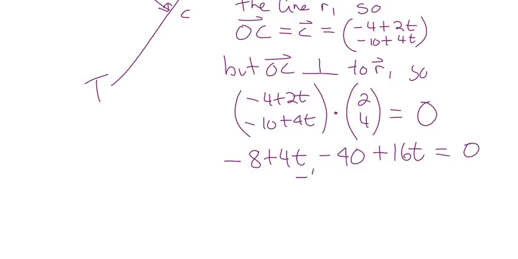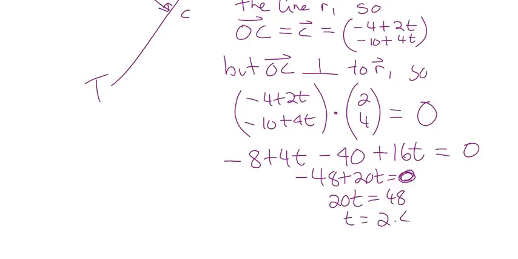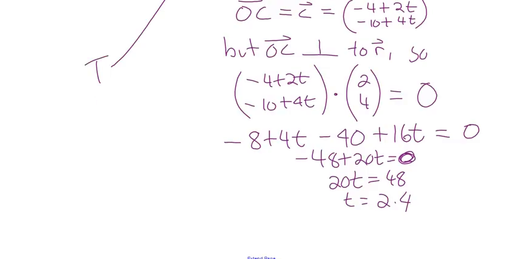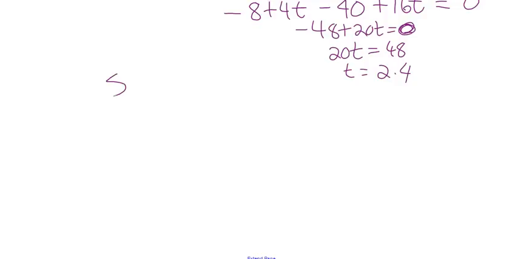Okay, so what do we got? -48 plus 20t is 0. 20t is 48. T better be positive, right? Because we are moving into the future. 2.4. Okay, so in 2.4 hours, right? Because t is in hours. Therefore, in 2.4 hours, Theodore will be closest to the harbor.